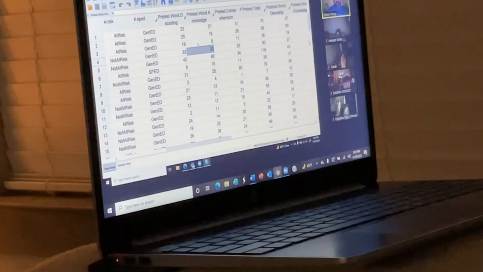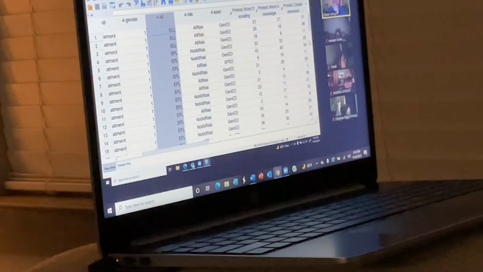All right, let's go back. What was I doing again? Oh yeah, so the grouping factor is now this one. It is not treatment versus control. It's going to be ELL, EFL.